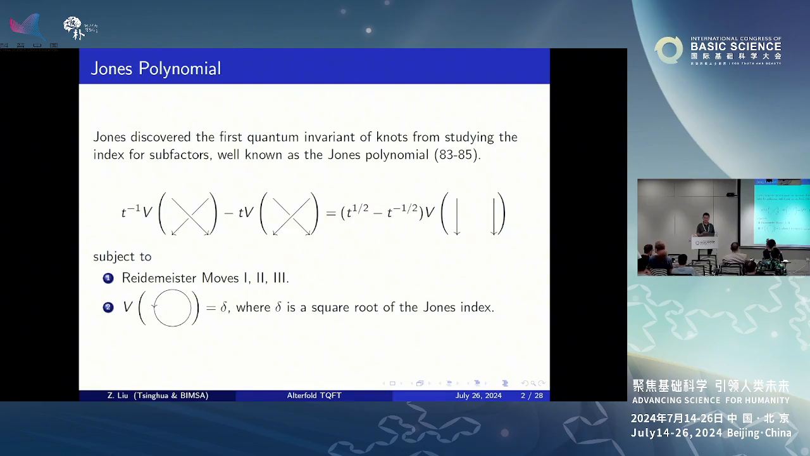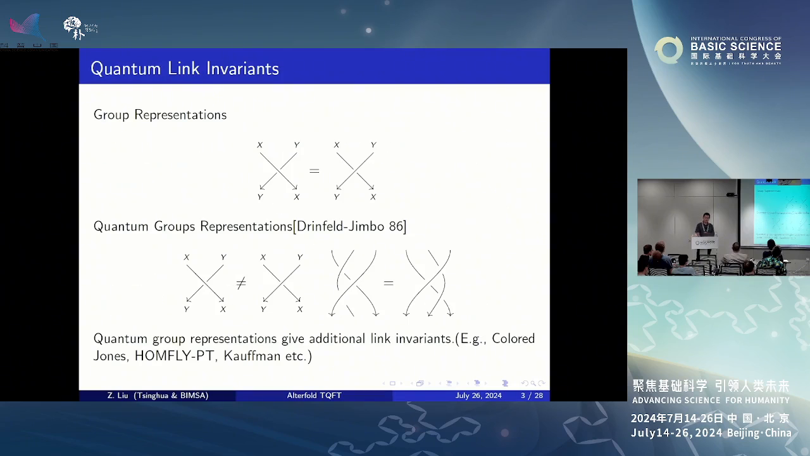And it satisfies quadratic relations, and satisfies the Reidemeister moves. The value of a closed circle is the square root of the Jones index. And then he observed that the braid appeared in his algebra. It's related to the so-called Hecke algebra, which can be further related to the representation theory of quantum groups, U_q(sl_2). And at that point, it was not yet considered a quantum group.